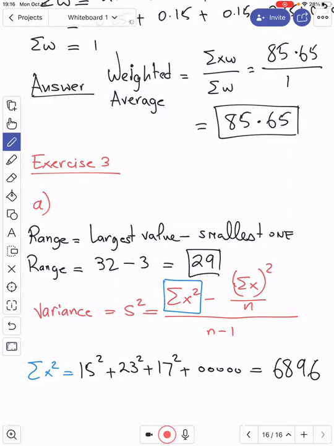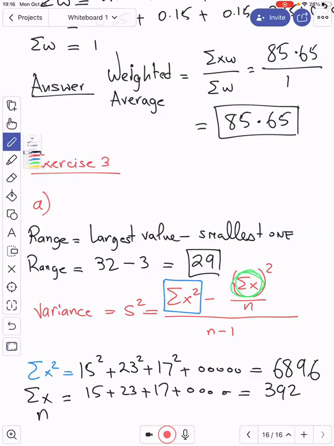Now, the next thing we need to compute is the sum of the X's, and then you need to take the square. The sum of the X's is just the sum of the data values: 15 plus 23 plus 17 plus, etc. I think the answer is 392. Now we need the N, which is the size of the sample. Because we have 30 numbers, N is 30.